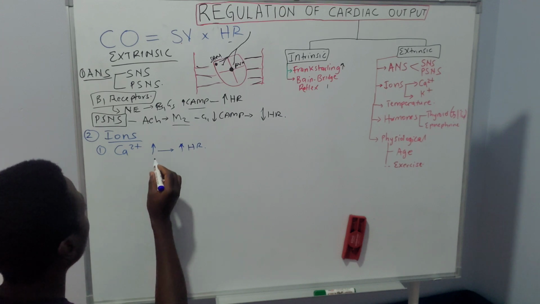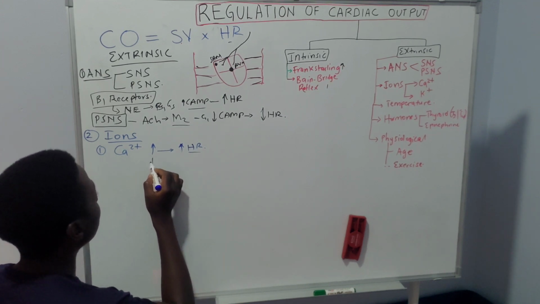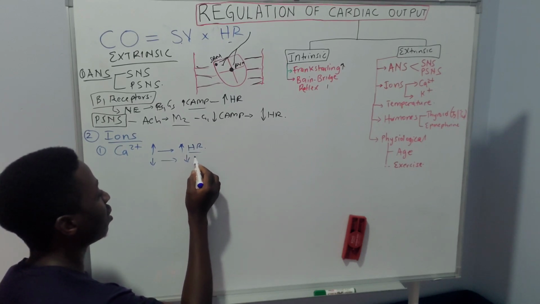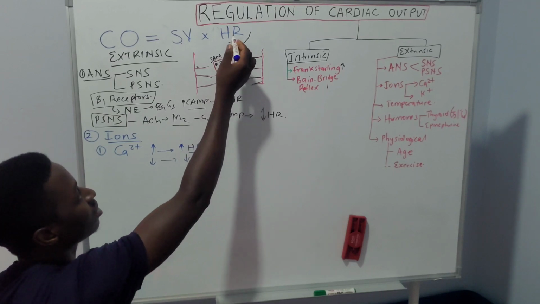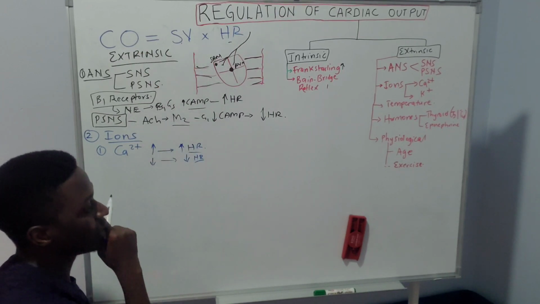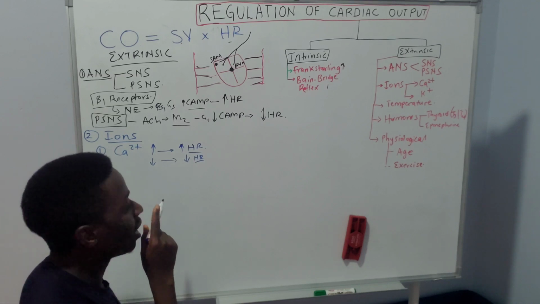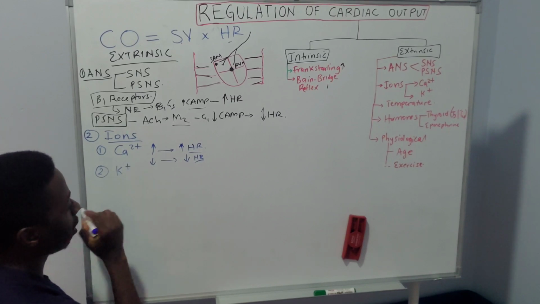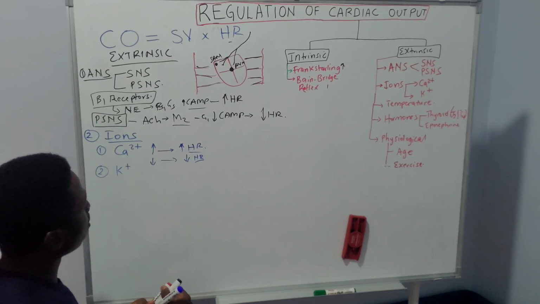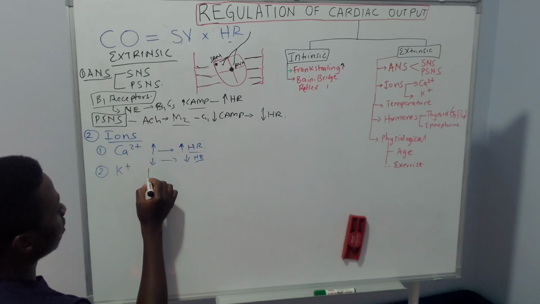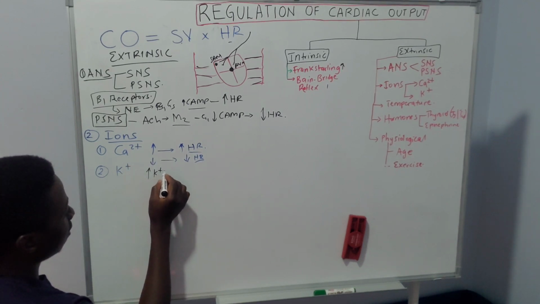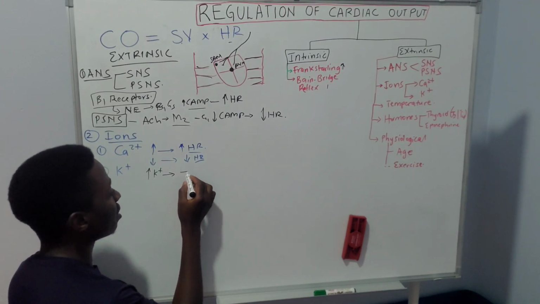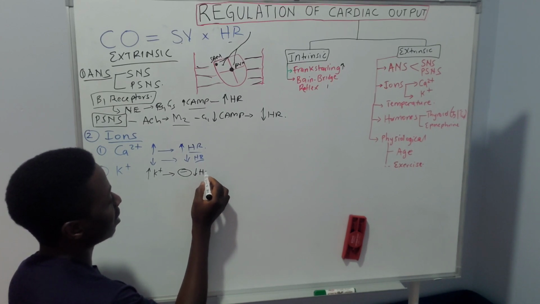Then a decrease in calcium levels will obviously decrease the heart rate, and the changes in the heart rate will directly affect the changes in the cardiac output. Second, potassium. So what happens with potassium? When you increase the amount of potassium, what is going to happen? An increase in potassium actually slows the heart rate, depresses the heart rate.